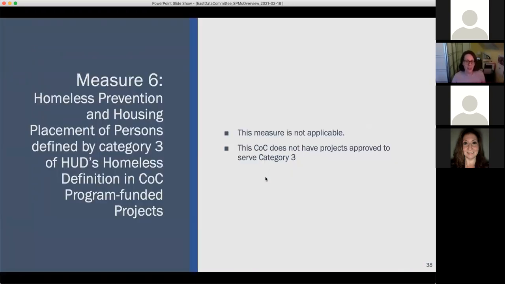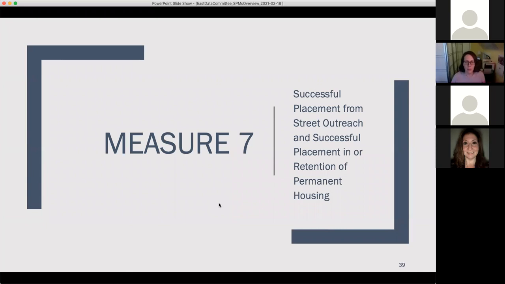Why? Because the CoC does not have any projects approved to serve Category 3. I'm not sure any CoC does. So this measure is not applicable right now. Measure 7, successful placement from street outreach and successful placement in or retention of permanent housing.